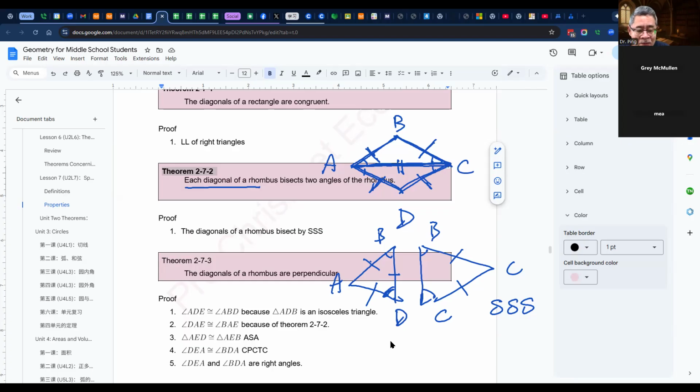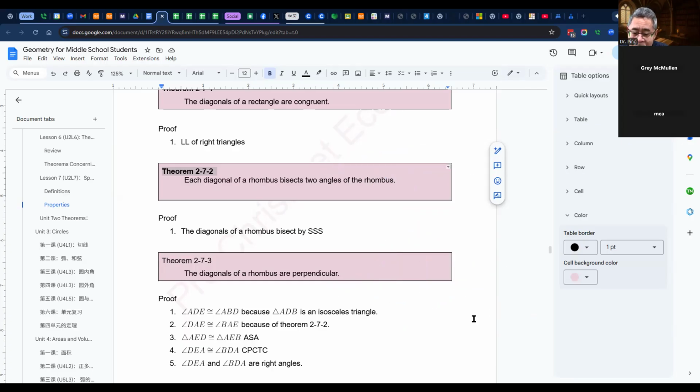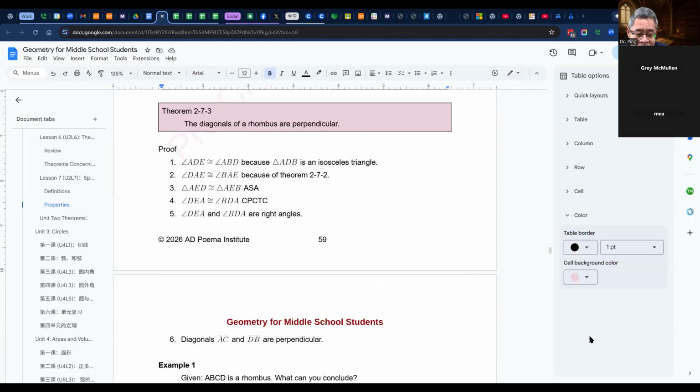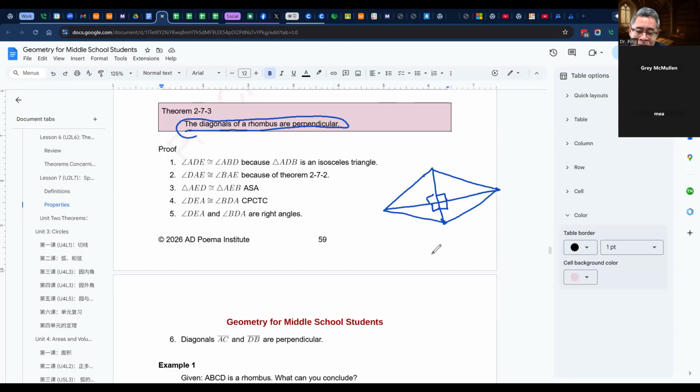All right, wonderful. Okay, now we're going to look at the next theorem. This actually is a very important theorem. When we have a rhombus, if we connect the diagonals, then this is 90 degrees. Of course, this will be 90, and this will be 90, and this will be 90. So that means the diagonals of a rhombus are perpendicular.